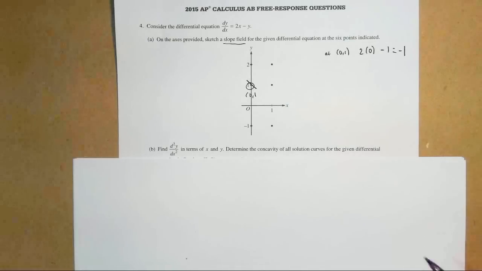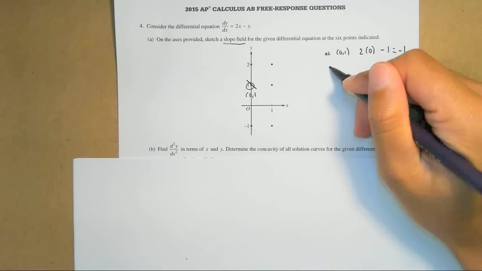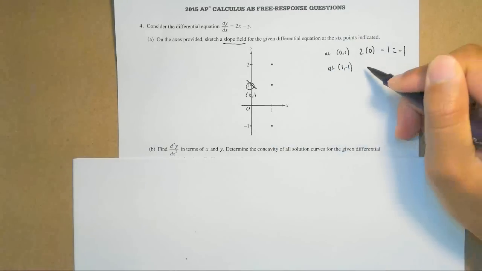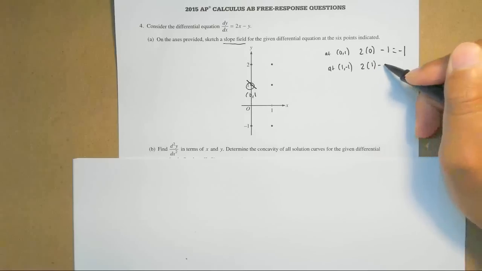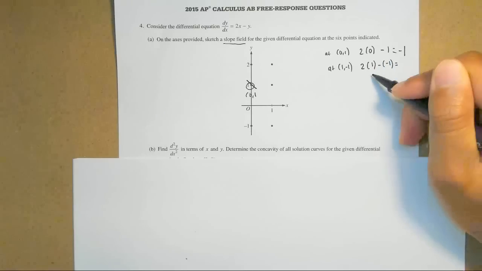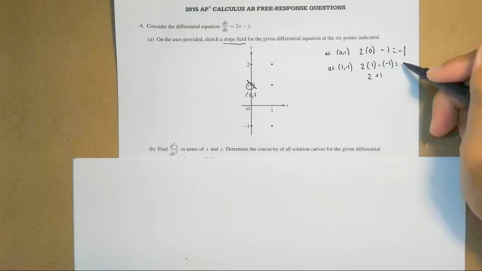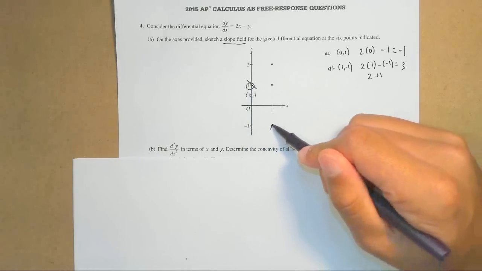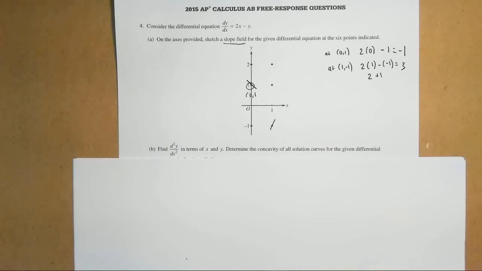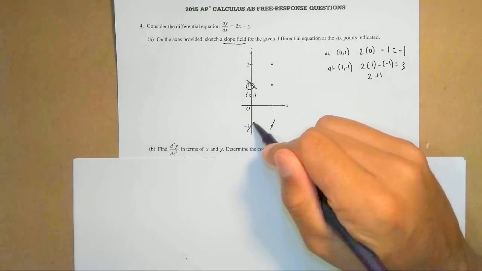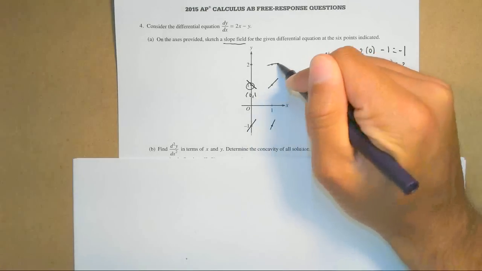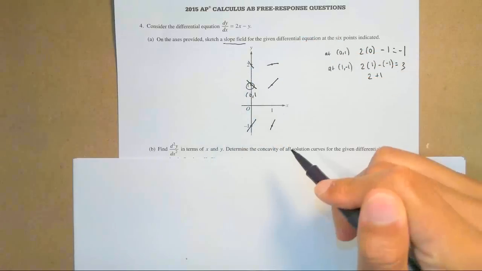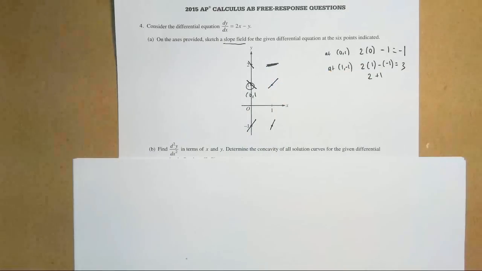Okay? We'll do another one. 1, negative 1. And this is going to be 2 times the x minus the y. So this is going to be 2 plus 1, which is going to equal 3. Now, because this is my slope, compared to negative 1 I want it to be a little bit steeper, so it should look something like this. Okay? And that's what you're going to do for all the other points. So eventually you should get things that look like that. Okay? So this is a horizontal line, okay? So every single time you have a question like this, just plug in the points and whatever your slope is, try to estimate it to be as precise as possible.